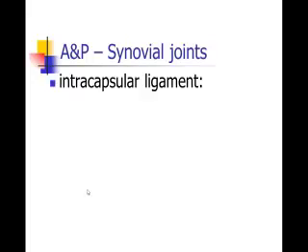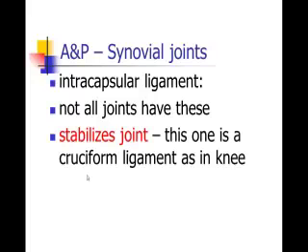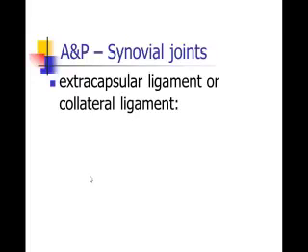Then we have an intracapsular ligament. We mentioned that already. The example I gave you was the ACL and PCL. So not every joint has these ligaments, but they do stabilize the joint. They hold the bones so that they don't move too much. They do not prevent movement, but they restrict the motion. And the one in the drawing, as I mentioned, is a cruciform ligament of the knee. That's the only place where we have a double ligament, and there's an anterior and posterior ligament there.